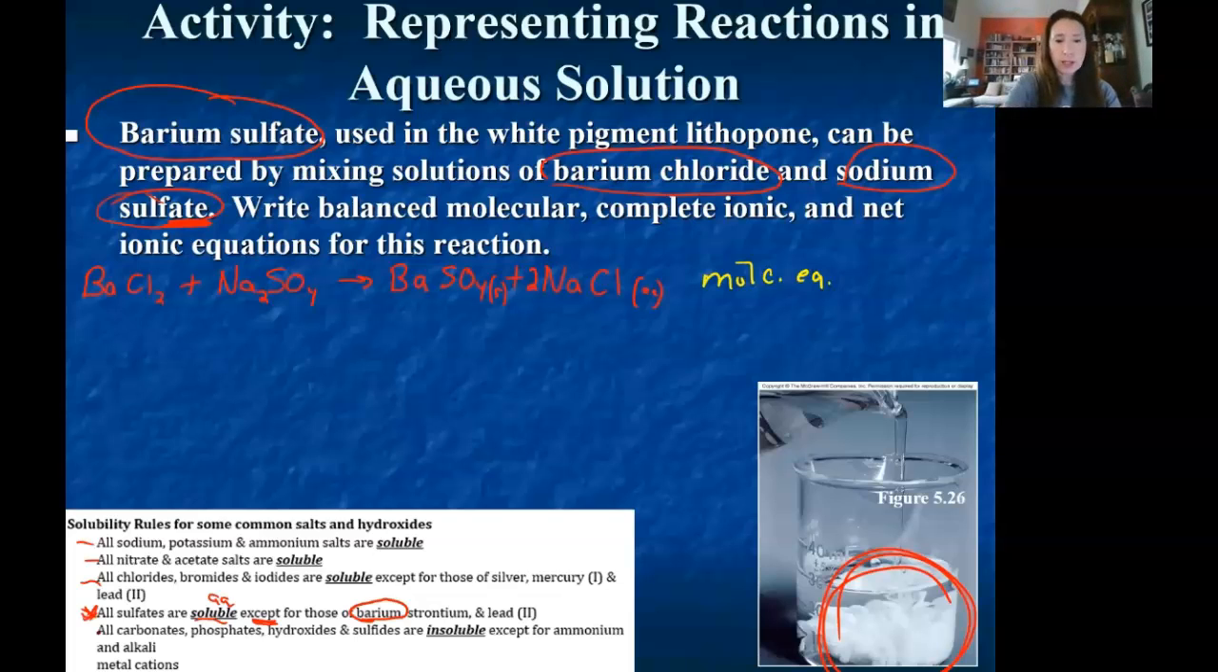So let's do the complete ionic, breaking apart everything except for this. So try the complete ionic and net ionic, and then we'll go over it together. I'm just going to send this first thing right now.